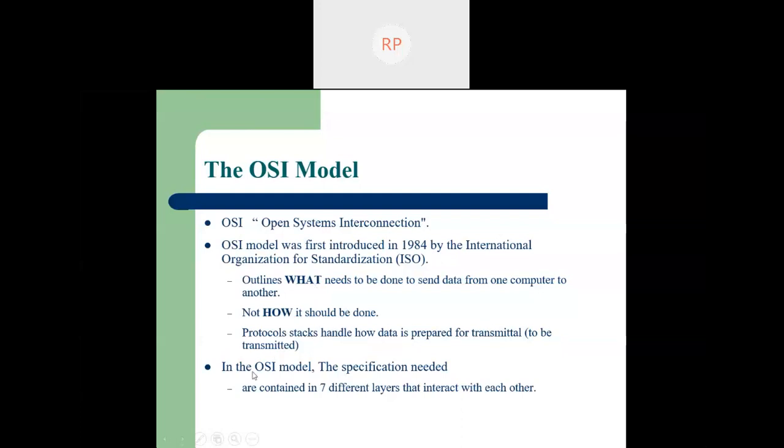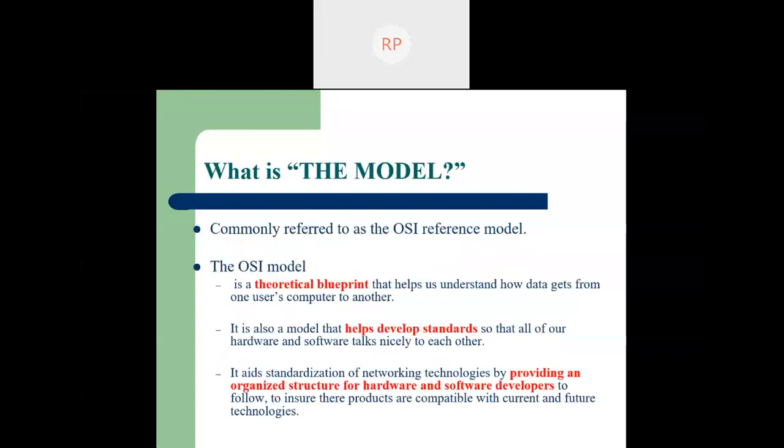Then the OSI model contains seven different layers that interact with each other. So this is the introductory part of the OSI model: its invention, full form, then what it needs, then the layers. So basically, commonly you refer to it as the OSI reference model.